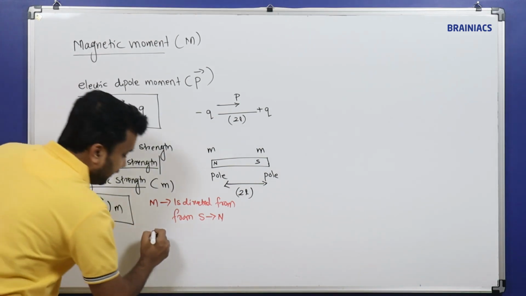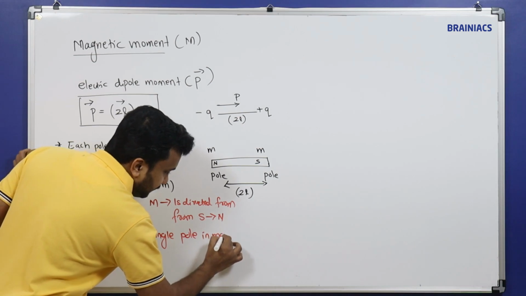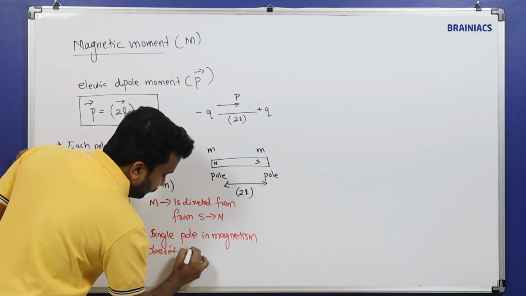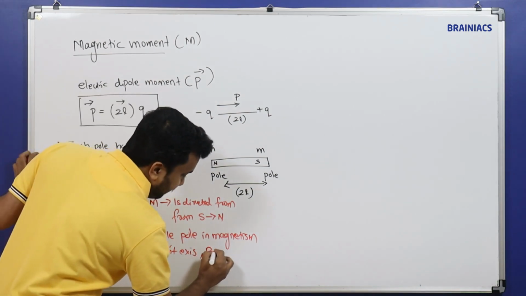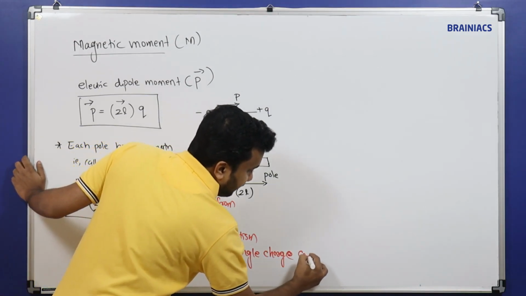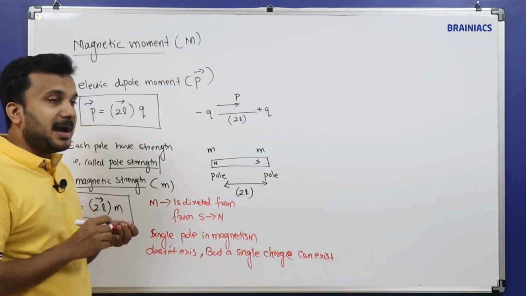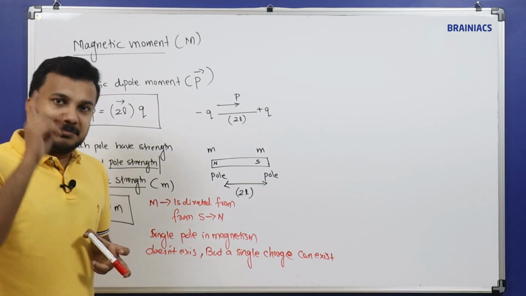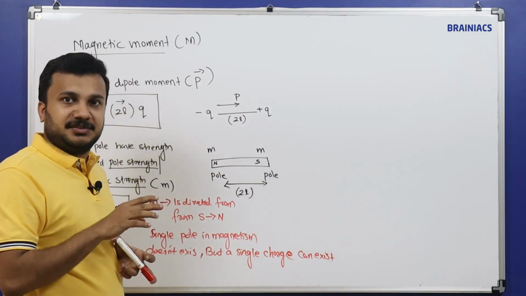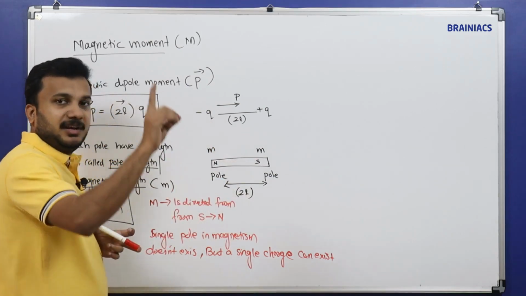Another point is that a single pole in magnetism doesn't exist, no chance, but a single charge can exist. One pole alone does not exist in the universe, because a magnet must have a north pole and a south pole. One charge can exist, either plus Q or minus Q, but both can also exist. But in the case of magnetic poles, both must exist. Any one alone will not exist.